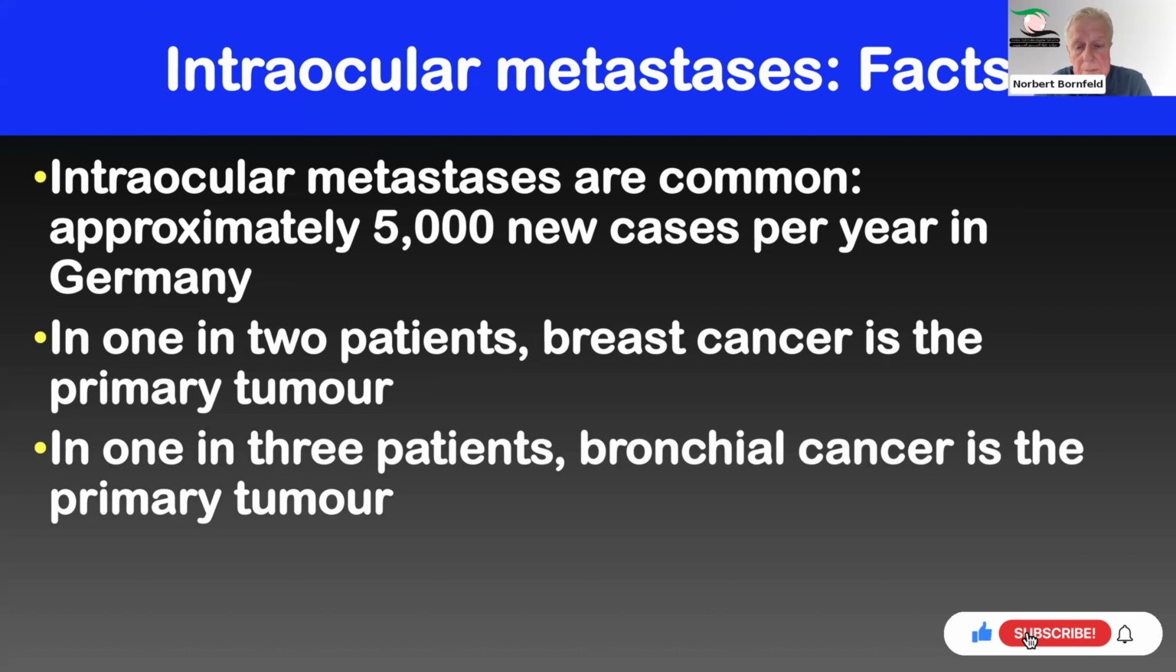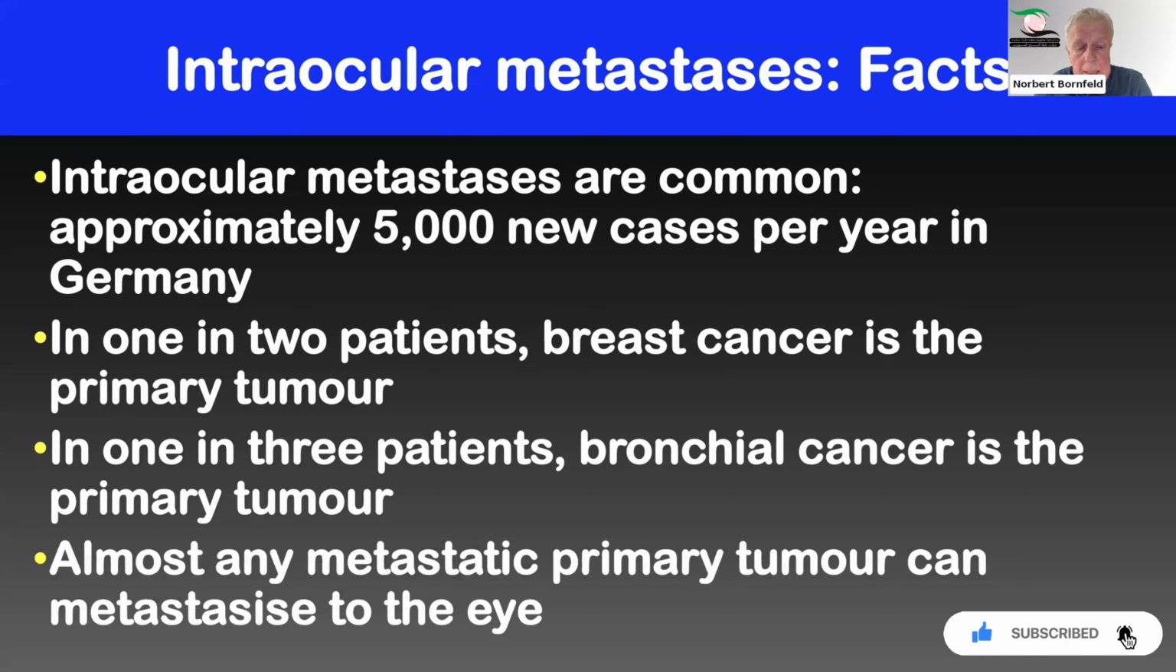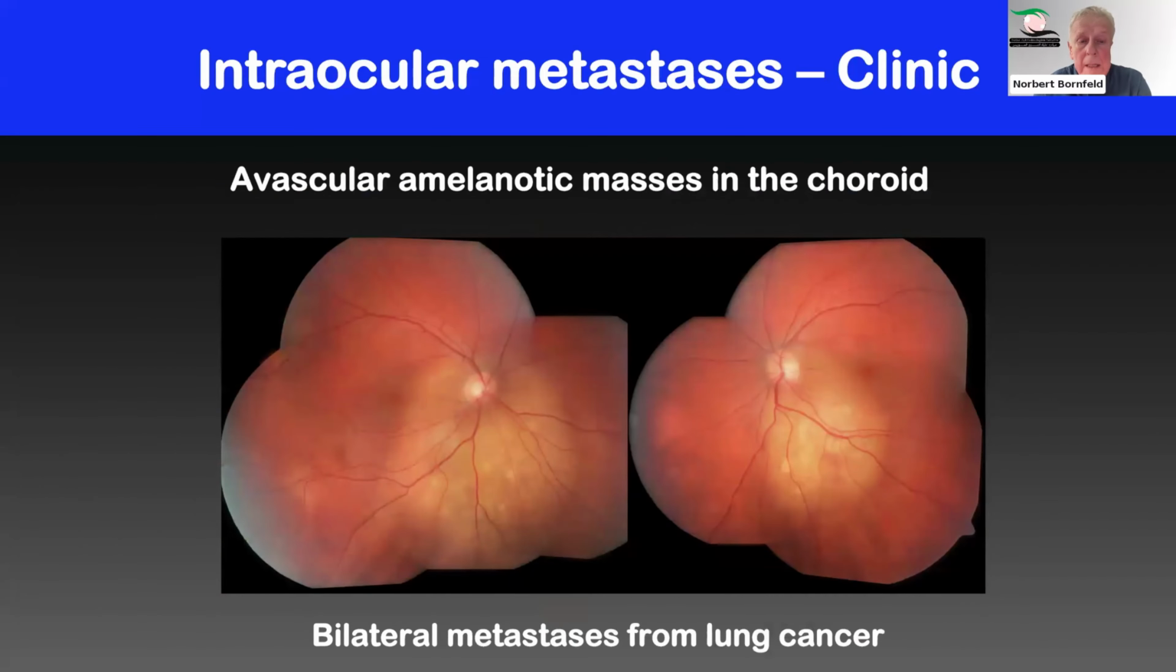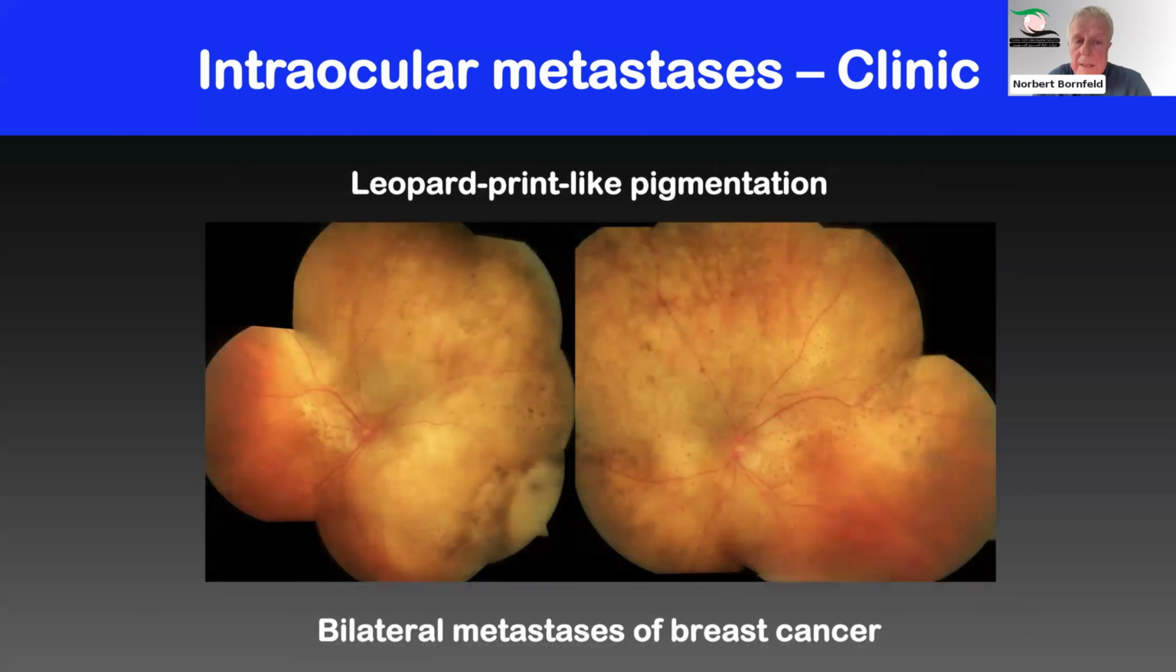In one of the patients, bronchial cancer is the primary tumor, but almost any primary tumor can metastasize to the eye. I will show you some cases. That's a typical clinical case. These are mostly amelanotic, flat, biconvex tumors, often accompanied by exudative detachment, often multifocal, often bilateral. There is a patient with bilateral metastasis from a lung cancer in both eyes, and a patient with bilateral metastasis of breast cancer with leopard print-like pigmentation.